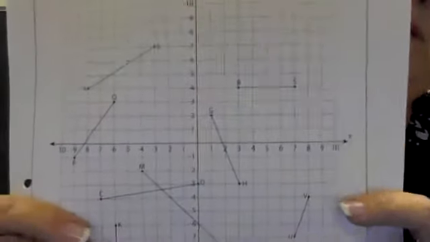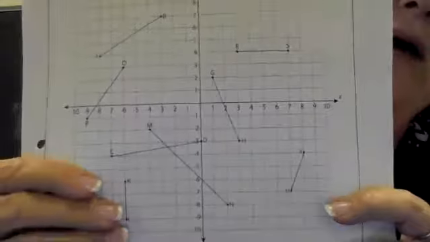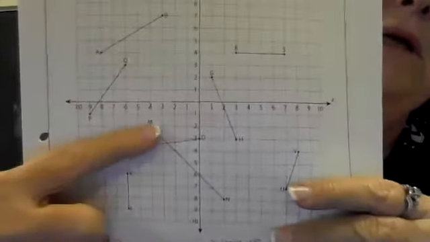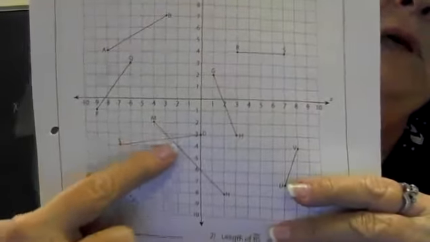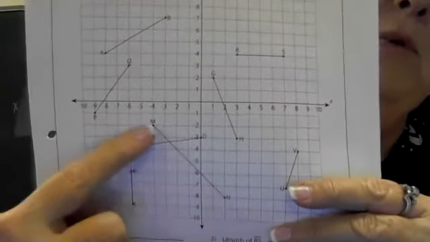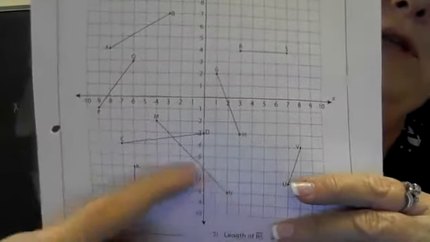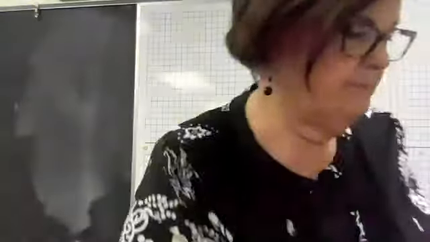Since we did line segment AB yesterday, let's do line segment MN. Line segment MN. Now I'm going to put this on my coordinate plane up here, and then we'll work this one together. We need to find the length of this line segment MN.